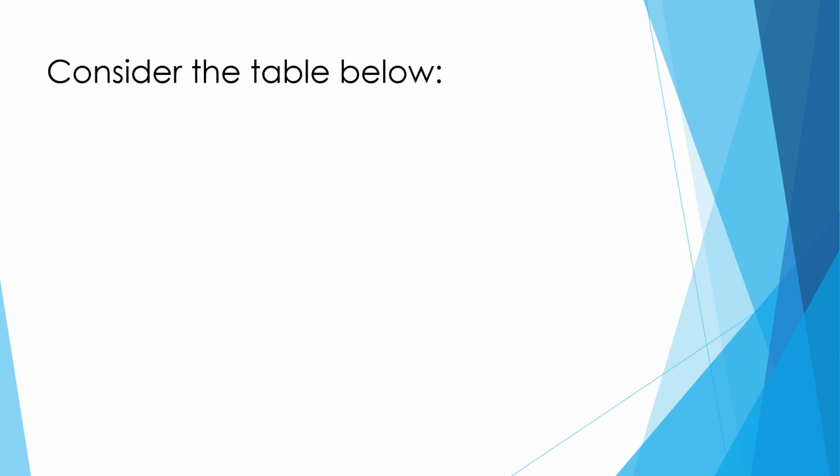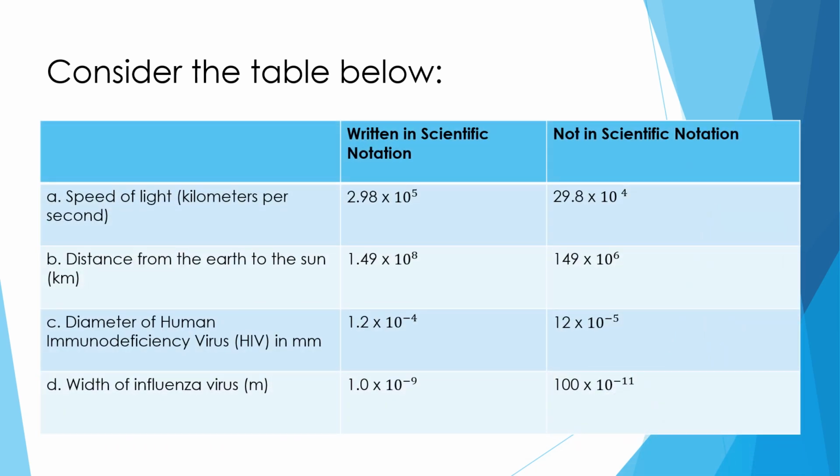Let us consider the table below. We have here the scientific notation and the not scientific notation. Let us compare. What is the difference between the two? For example, the speed of light in kilometers per second is written as 2.98 times 10 raised to 5, and this is considered a scientific notation. And 29.8 times 10 raised to 4. Why? Later, you will see why that is not the correct scientific notation.